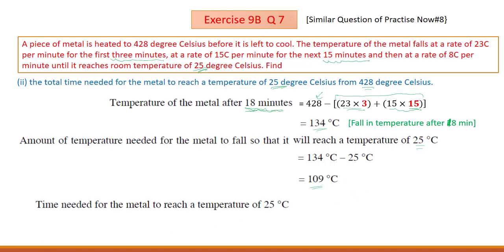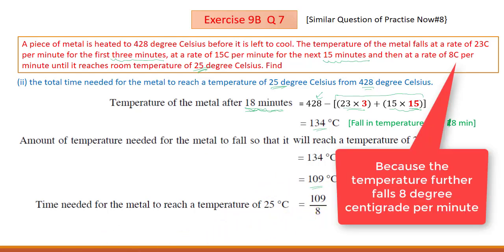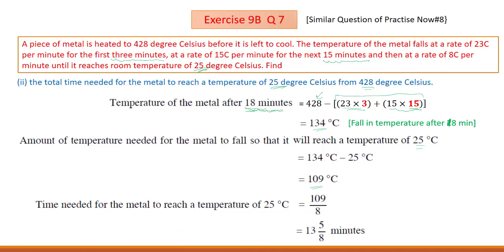So for the time needed for the metal to reach a temperature of 25 degrees C, we will divide 109 by 8. We will divide and we will write the answer as a mixed fraction.